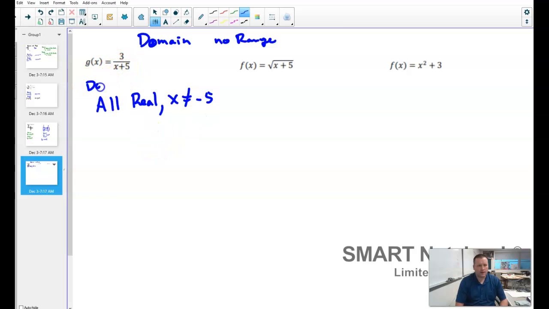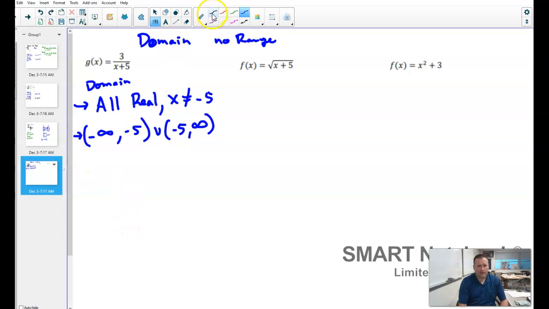So this is what my domain is. Whenever I have a fraction, I just look at my denominator and say, okay, it's all reals except for what the denominator can't be. If I put this in set notation, this would be negative infinity to negative 5, with parentheses, not including negative 5. And then it would be negative 5 to infinity. So that helps just exclude that. So I could list it like this, all reals, or I could do it in set notation like that.